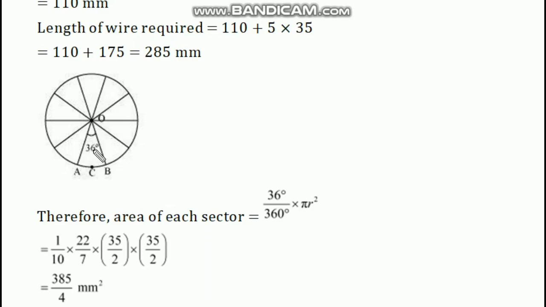So what is the area of each sector? Here we know the angle is 36 degrees. At the same time, we know the radius of the circle is 35 by 2. Substitute in the formula, area of sector is theta by 360 into pi r squared. Theta value is 36 degrees. If we substitute, then we get the answer 385 divided by 4 millimeter square. So the area of the sector is 385 divided by 4 millimeter square.